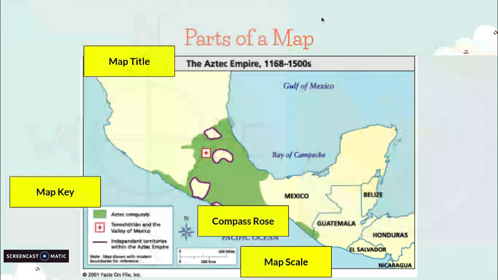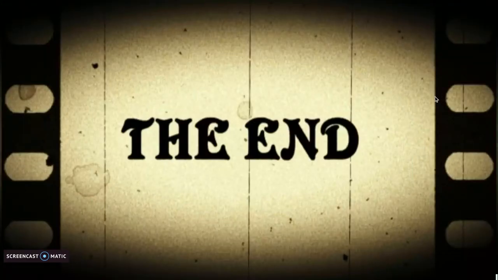Okay, so those are the 4 major components or elements of a map that you need in order to truly understand and find information from any map. So those are the parts of a map. Now you can move on to the next video, which discusses the different types of maps.